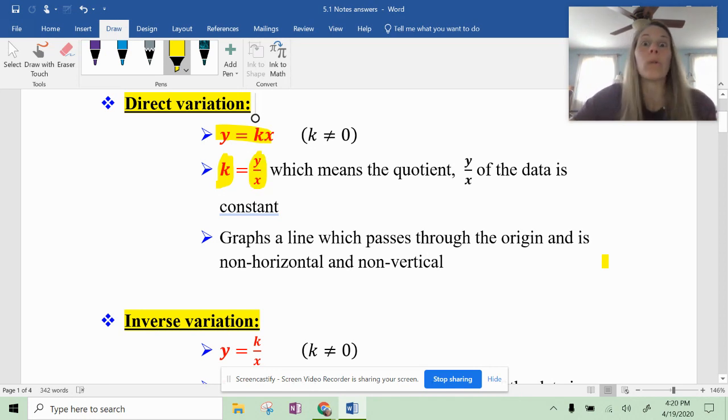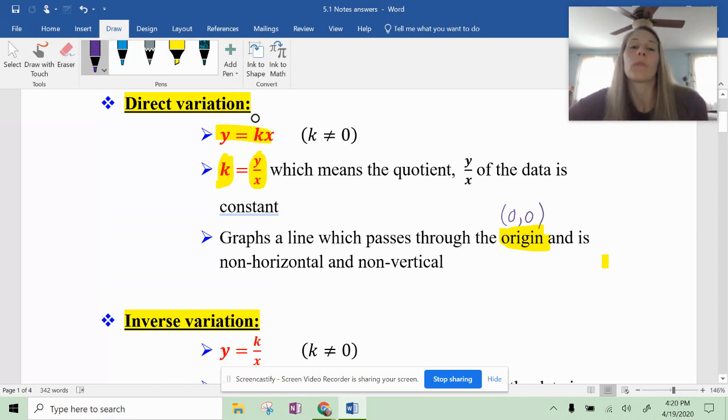We don't have to do the whole long involved slope formula, y2 minus y1 over x2 minus x1, because, like I mentioned, one of the points will always be 0, 0, so it simplifies that process. And of course, when it graphs a line, it'll always pass through the origin, and it will not be horizontal or vertical because those would not follow the rest of the criteria.